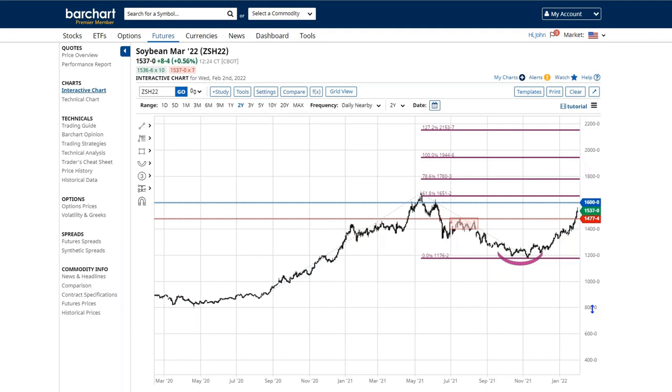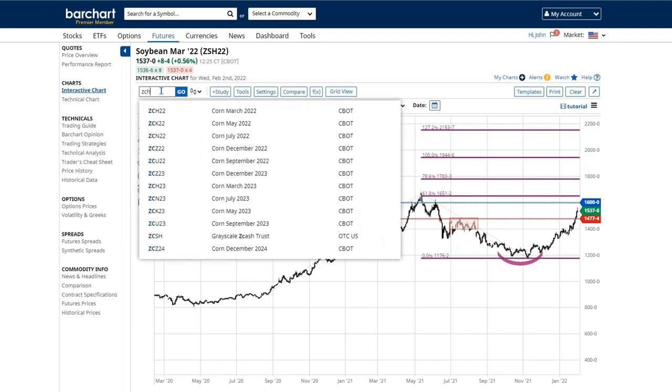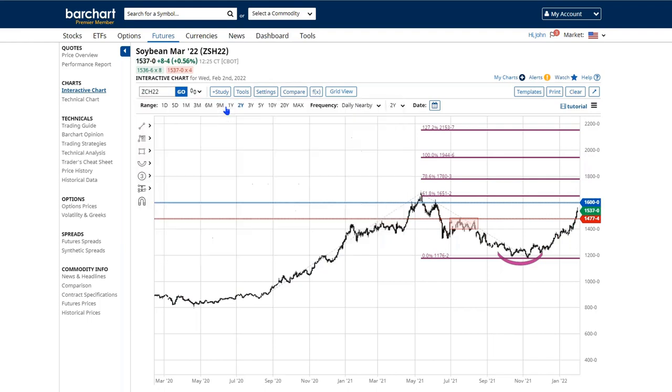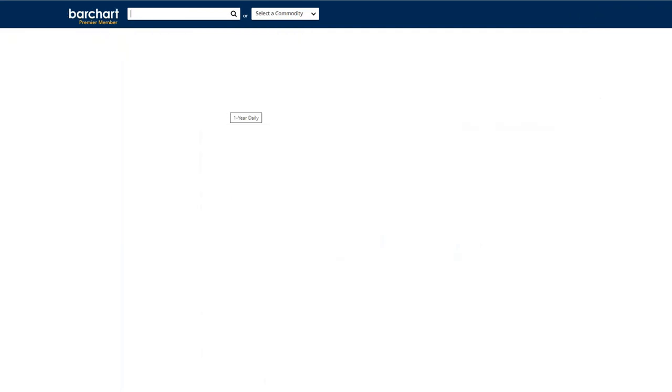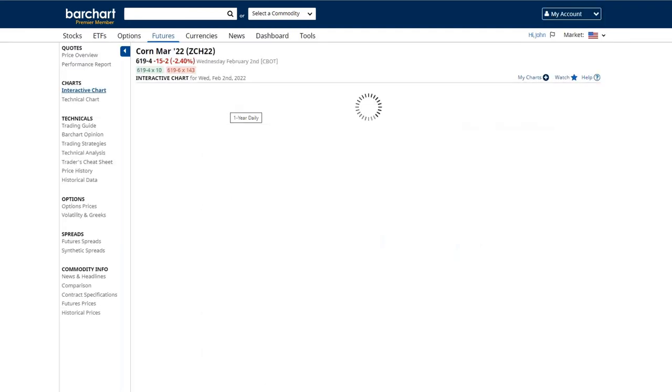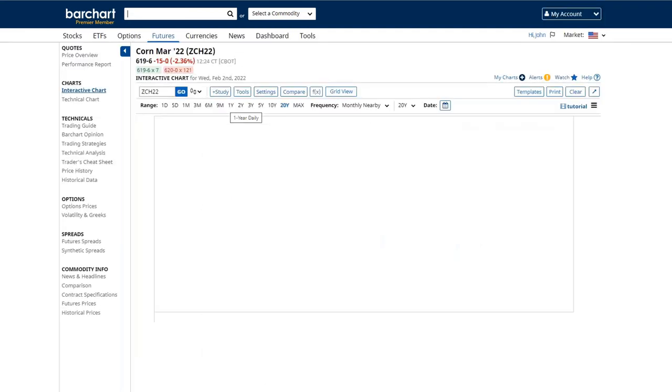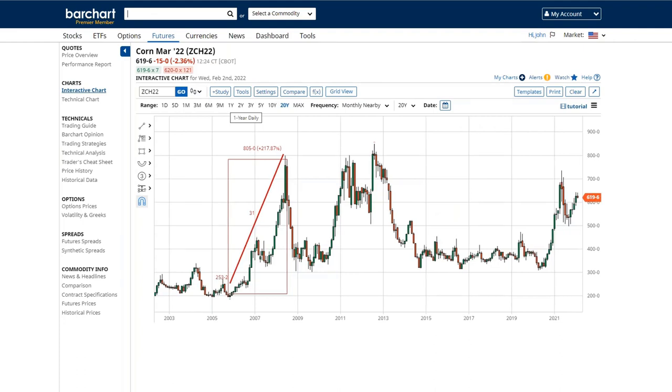Now, what makes me make this bold prediction of what if this trend is going to continue with soybeans? Well, let me change this chart to corn. And let's talk about what happened in corn a little bit more than a decade ago. Again, this is a 20-year chart, and we're looking at monthly statistics.